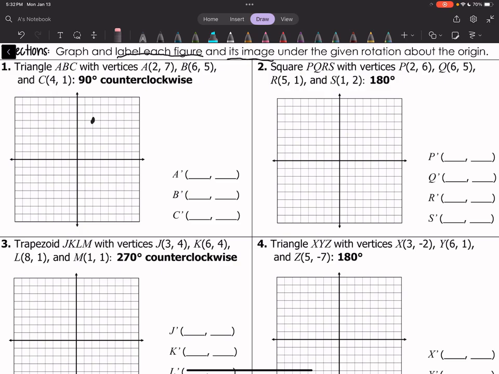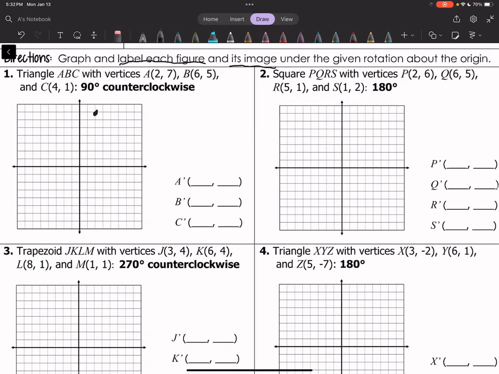But anyway, that is not 7. 2, 7. This is my A. 6, 5, B, and 4, 1. Here's triangle ABC. And I'm told to rotate that counterclockwise.